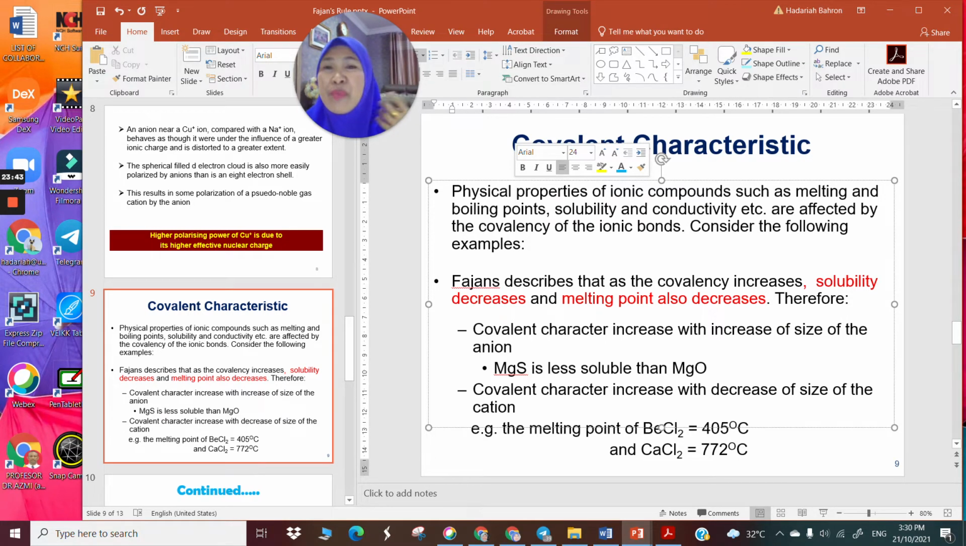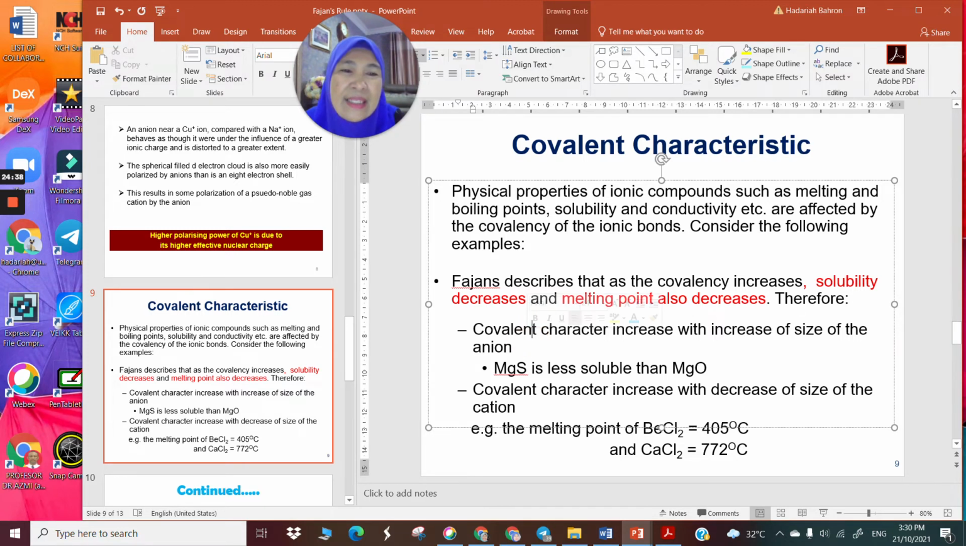Now the physical properties of ionic compounds are very prominent. All ionic compounds have very high melting point and very high boiling point. That is why it is difficult for you to melt a salt, for example. It has very high solubility and very high conductivity when you compare it with any covalent compound. So, Fajans described that as covalency in any ionic compound increases, the solubility will decrease because a covalent compound will have low solubility in water. The solubility will decrease and melting point will also decrease, because the melting point of a covalent compound is always lower than the melting point of an ionic compound.